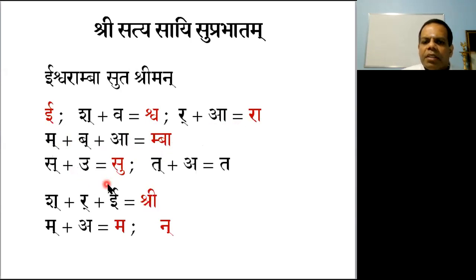Okay. The next letter is su. S plus u gives you su. Okay. And the next letter is ta. T plus a gives you ta. Su ta. I think I have not highlighted it in the color. Okay.